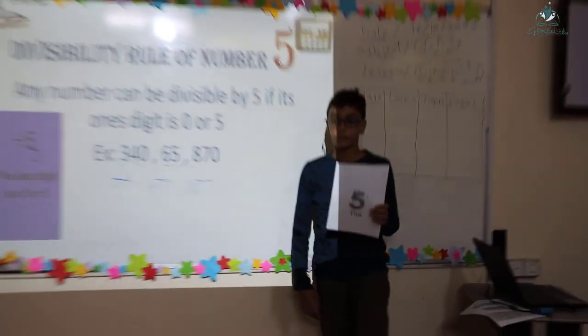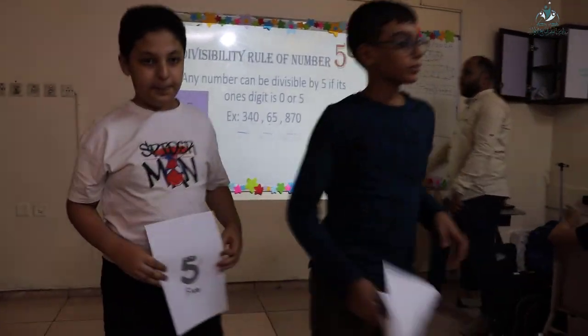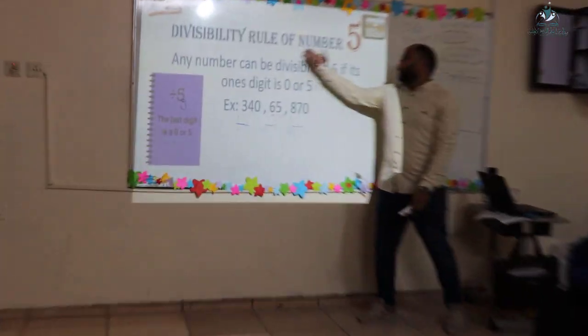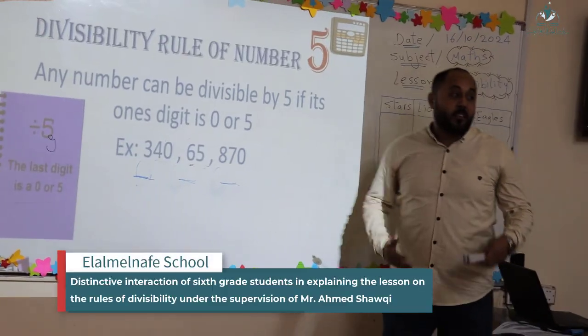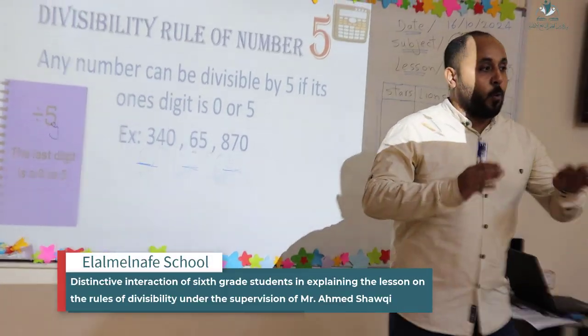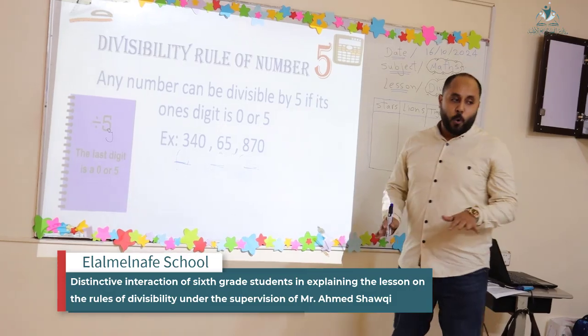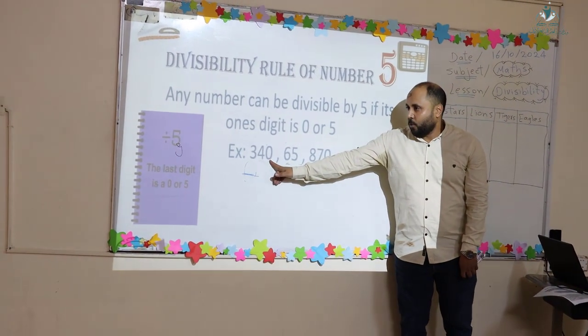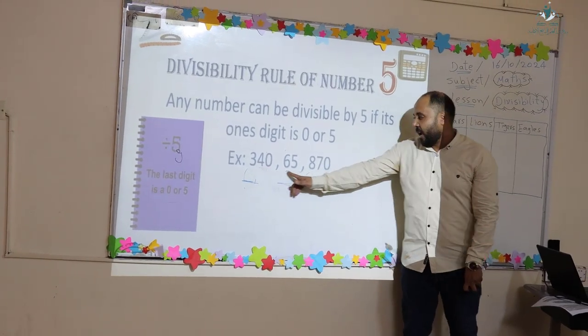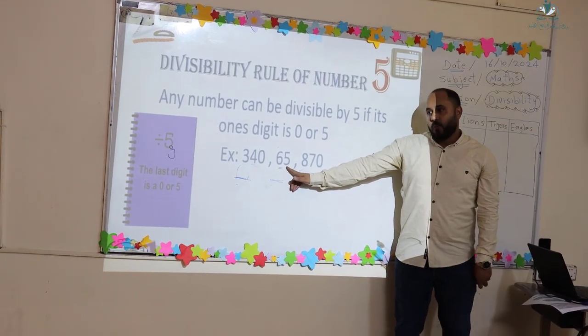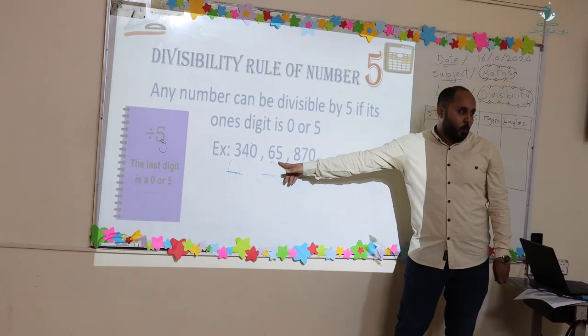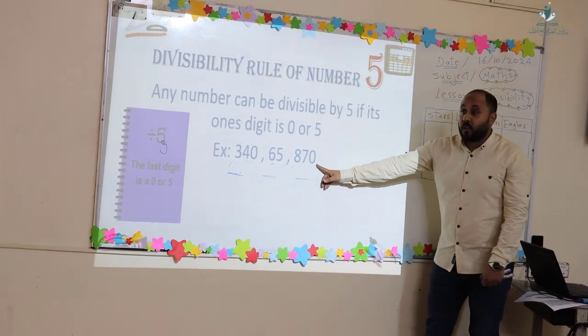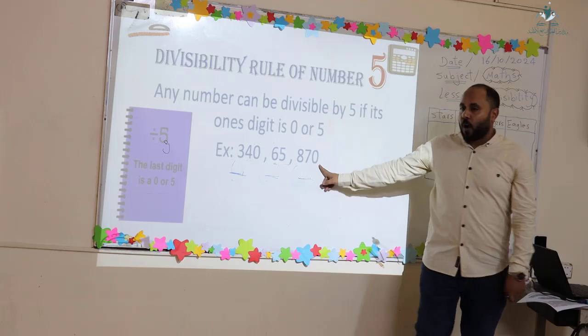Thanks, number 5. Divisibility rule of the number 5. Any number can be divisible by the number 5 if its ones digit is 0 or 5. Here the ones is 0, so the number is divisible by 5. Here the ones is 5. This number is divisible by 5. Here, what is the ones? 0. So the number is divisible by 5.